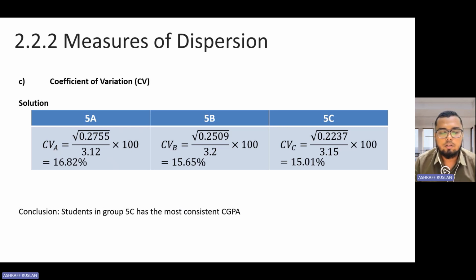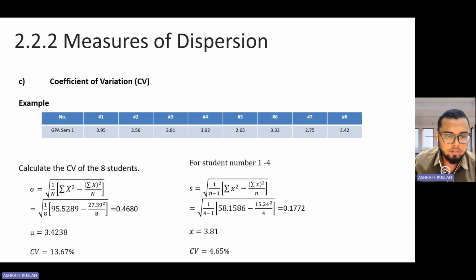Okay, of all coefficient of variation that we have calculated, 5C has been chosen as the most consistent CGPA sebab nilai CV-nya lebih kecil dan dia adalah less dispersed. Dia samalah macam konsep coefficient of variation tadi ni. Okay, cuma digunakan terminologi consistent. Takut kita confuse ataupun terlupa. More consistent meaning that less dispersed. Okay.